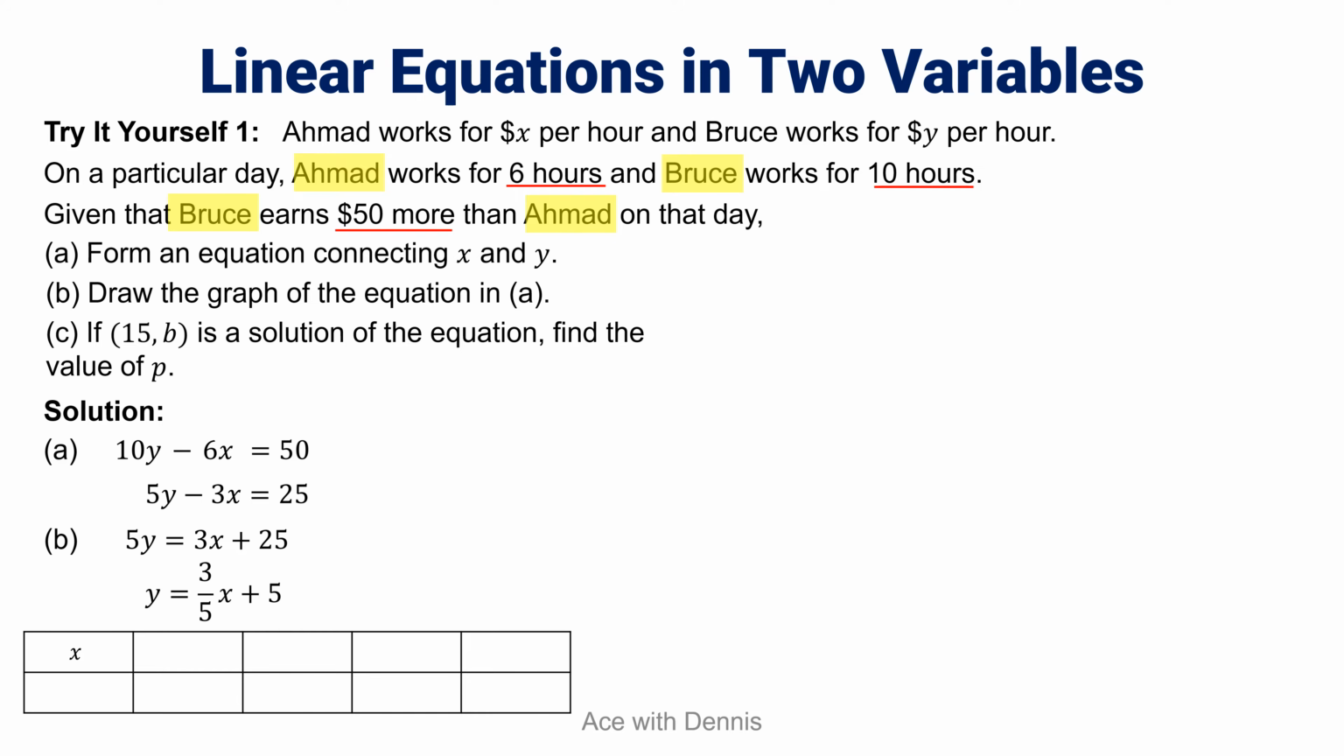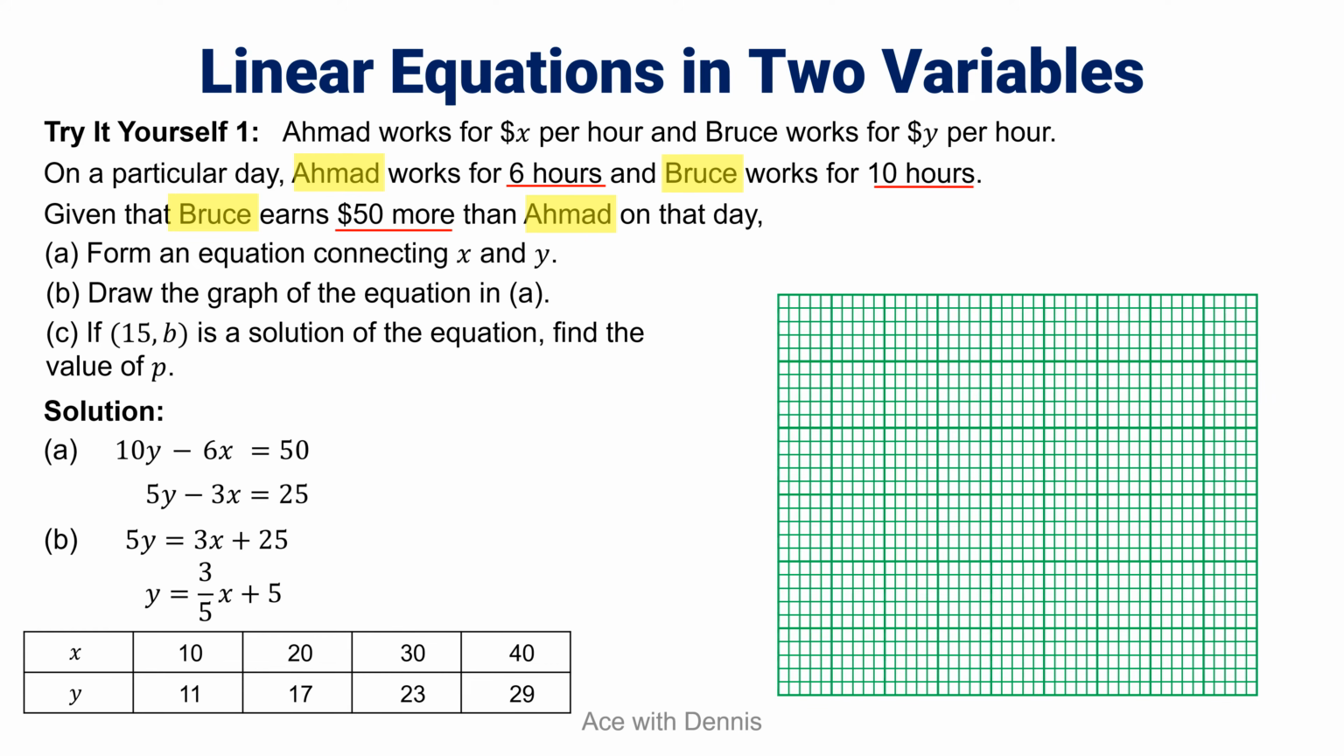Then we build up the table here for the x and y values. So let's choose x as 10. When x is 10, then y will be 11. When x is 20, we calculate the value of y, we get 17. When x is 30, then the y value will be 23. When x is 40, the y value will be 29. Alright, now we have the table here. We can start to plot the graph.